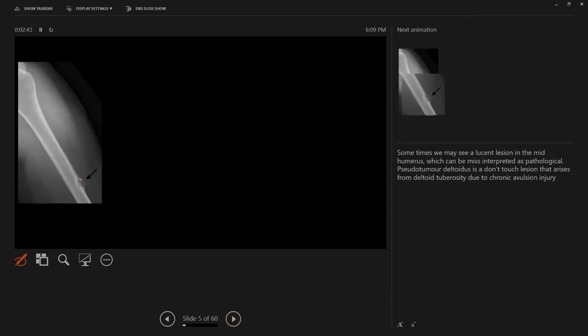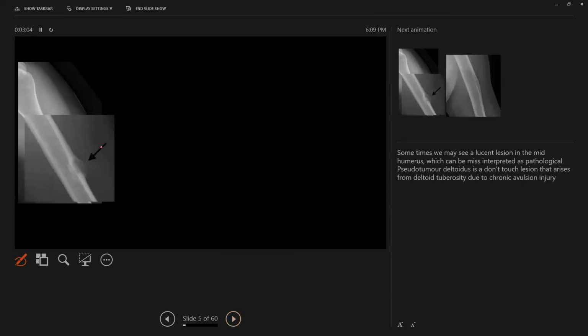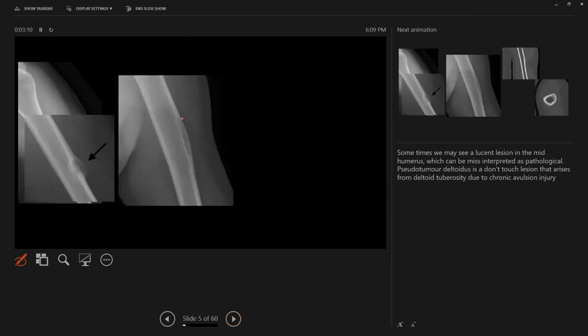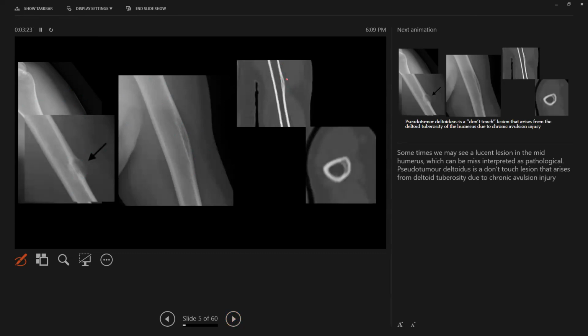Again, sometimes we see this kind of lucency or a raise in the cortex of the mid portion, or at the junction of the mid and proximal third of the humerus. Basically, this also is not pathology, though it can look like a lytic lesion or a destructive lesion. Sometimes it has a flat appearance when it is not acute or is more chronic. You can see that the deltoid is attaching here. This is secondary to chronic avulsion from the deltoid.